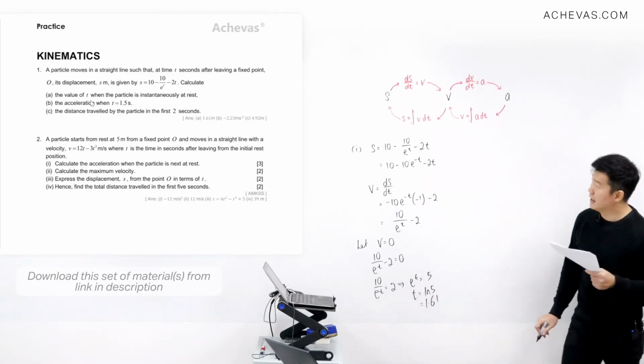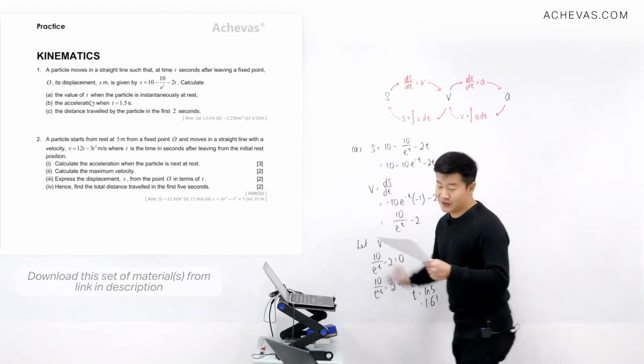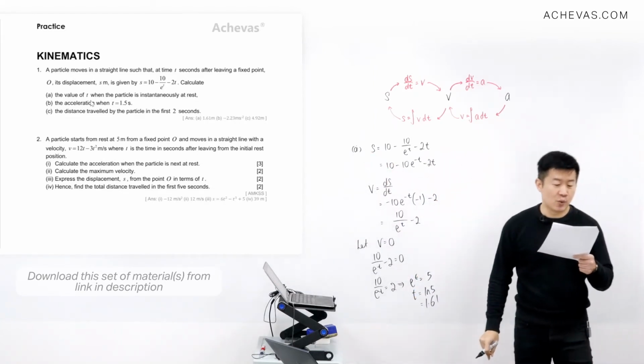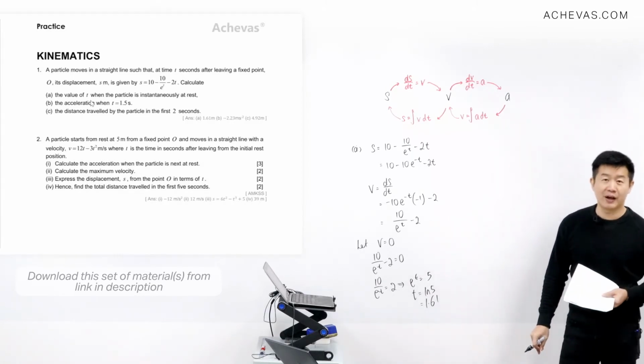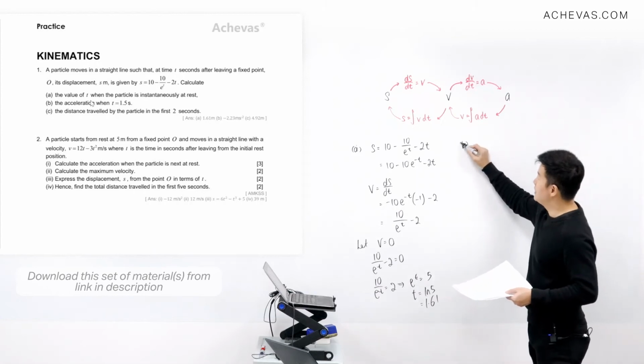If you press this into the calculator, to 3 significant figures, it is going to be 1.61. So this is part A. And for part B, we want to look at the acceleration when the time is 1.5 seconds. So for part B, acceleration.